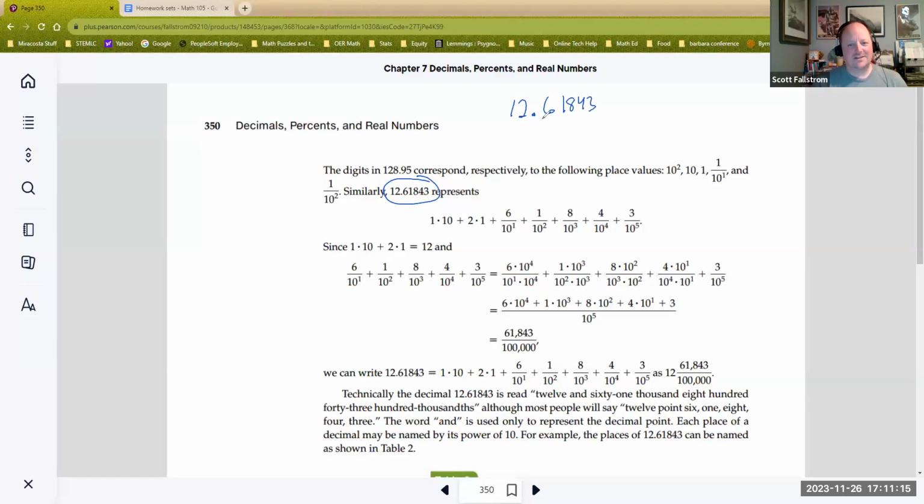12.61843. If we gave it its actual name, we would say 12, because that's the whole number part, and that's the decimal part. And then we take all of this and we write that in kind of the fractional part.